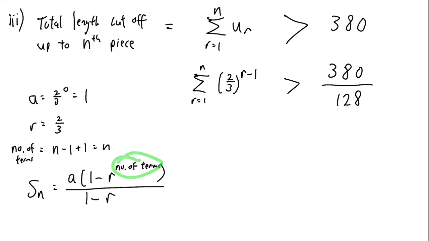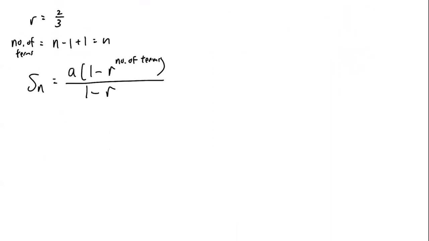Why do I keep saying number of terms instead of just n? Because let's take a look at a quick example. Let's say you have 2/3 power r. In this case, if I take r from 3 to 7, the first term is what? 2/3 power 3, right? It's 2/3 power 3 plus 2/3 power 4, then power 5, power 6, then power 7.